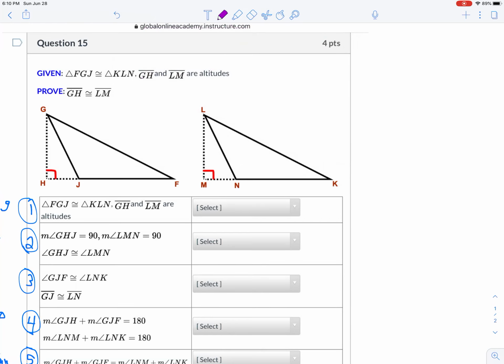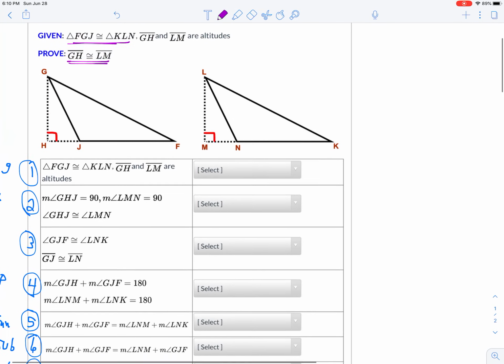What do we got going on here? We have congruent triangles to begin with, and those altitudes there, GH and LM, are dropped. They're not congruent yet. That's what we're trying to prove. So these now are parts not even within congruent triangles that we're trying to prove. And this is wow, it's a 9-line one.